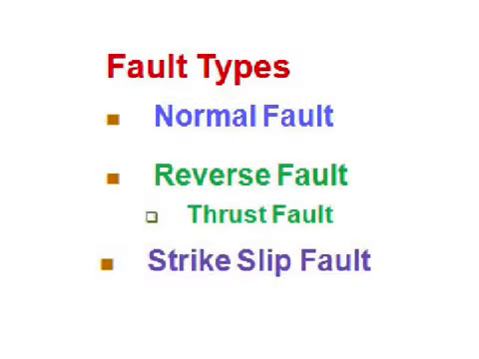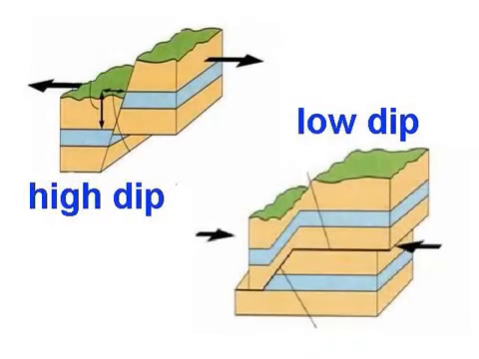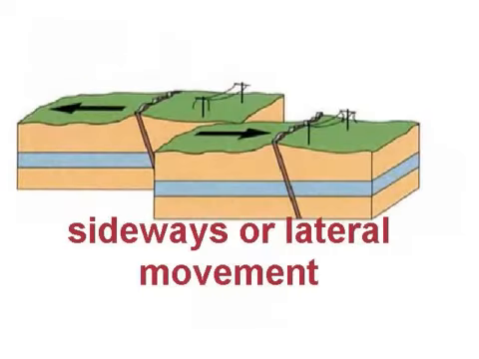We have three different types of faults. In faults caused by divergent and convergent plate margin movement, you can have high dip or low dip. Dip refers to the angle of the fault plane relative to the horizontal plane. In the faults caused by transform, they move sideways or lateral.